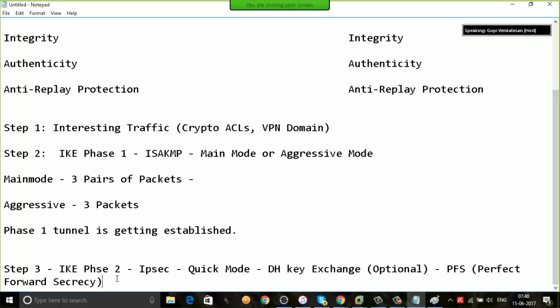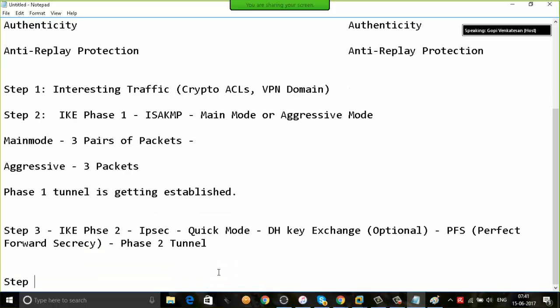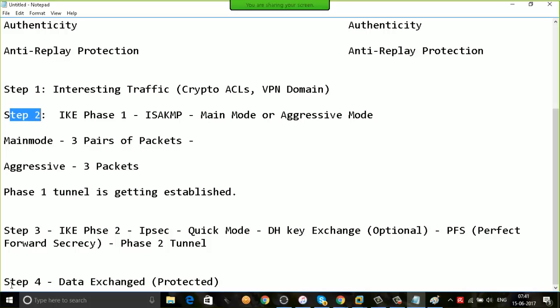Okay. So if this is successfully negotiated, the phase 2 tunnel is established. And then step 4, this is where the protected, encrypted, authenticated, integrity-verified data exchange is going to happen. Here no administrator configuration is required. If all these 3 parameters are configured correctly and exchanged successfully, this will be automatic, and you don't have anything to do.